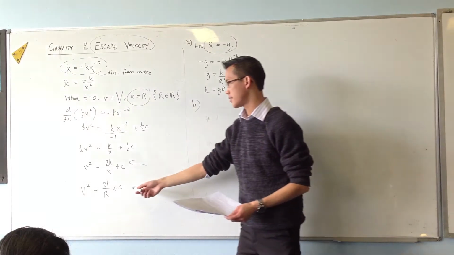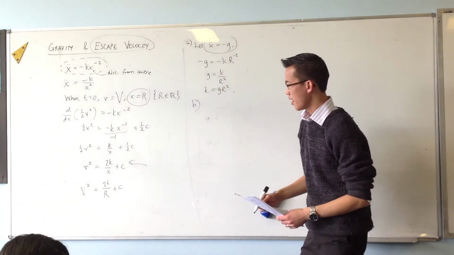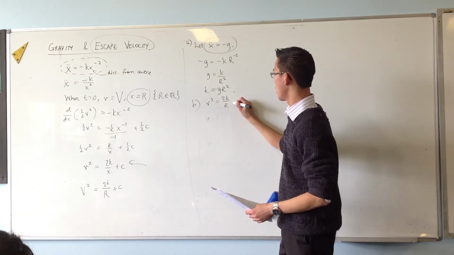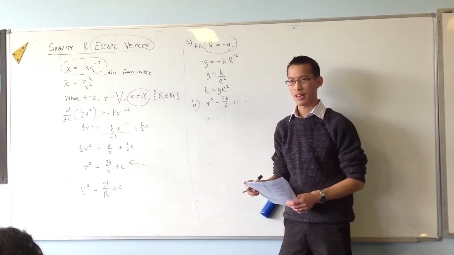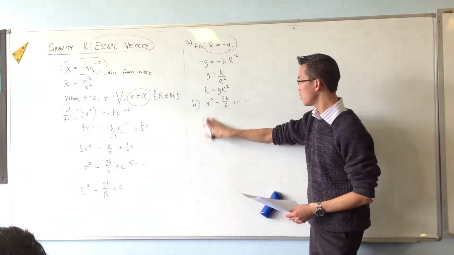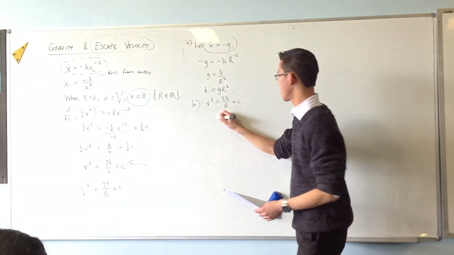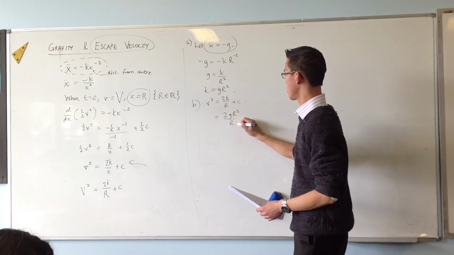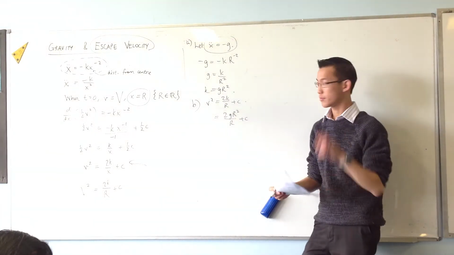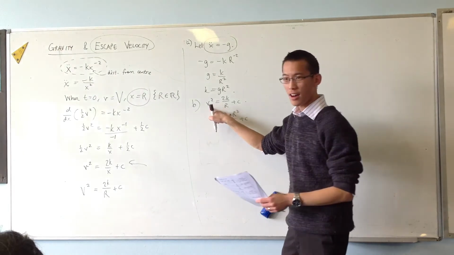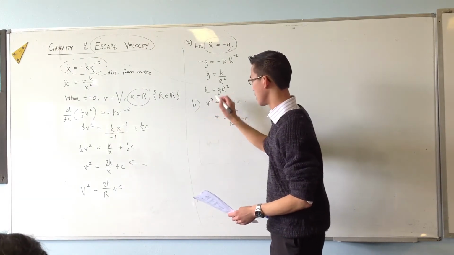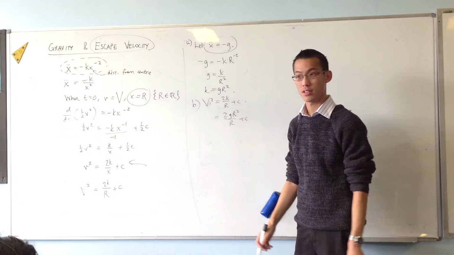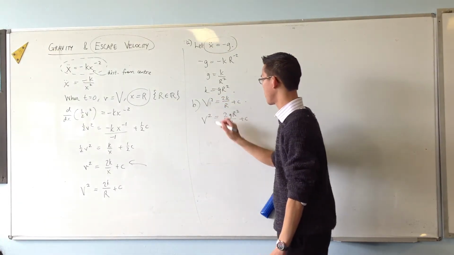Now we're going to get to this v squared equation. Okay, I've got v squared being equal to 2k on r plus a constant. But I actually know what k is, right? It's 2gr squared. Yeah? And this v here, actually it is an uppercase V. That's my initial velocity.